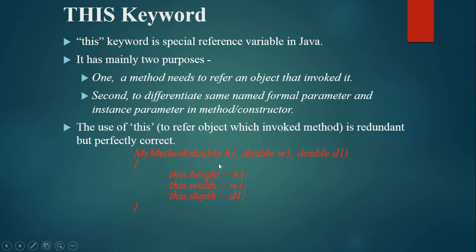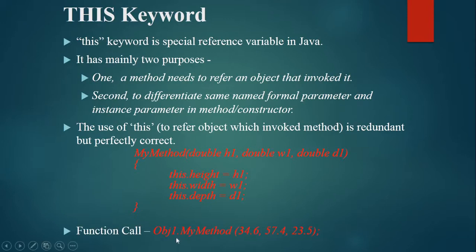Why? See this example. In this example we have passed three variables from some class. Those variables are h1, w1 and d1. We are storing those variables into local variables. The local variables are height, width and depth. To ensure that we are storing our h1, w1 and d1, we are putting this.height, this.width and this.depth. Width, depth and height are the local variables, and in them we are storing the values that we have passed.